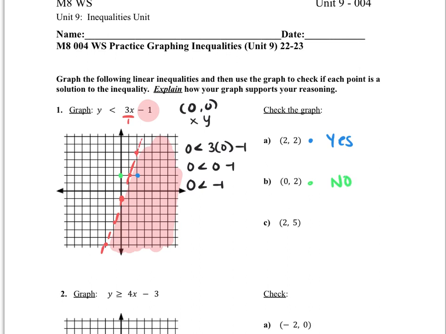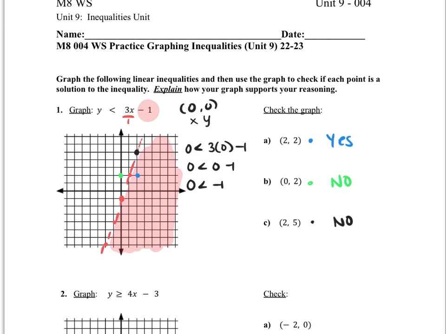And then my last one is going to be the point 2, 5, over 2, up 5. Now this time it lands on the line, so that's kind of a maybe. But because this line is dotted, that means that it is no. The only way that a point on the line can be part of the solution is if the line is solid, and the way that that needs to happen is if this inequality is less than or equal to or greater than or equal to.